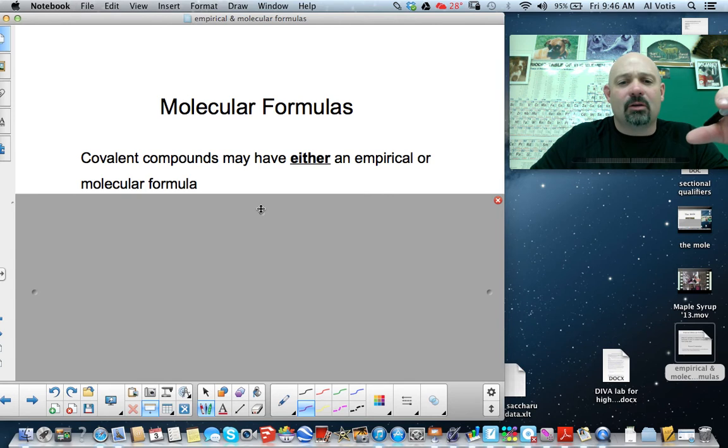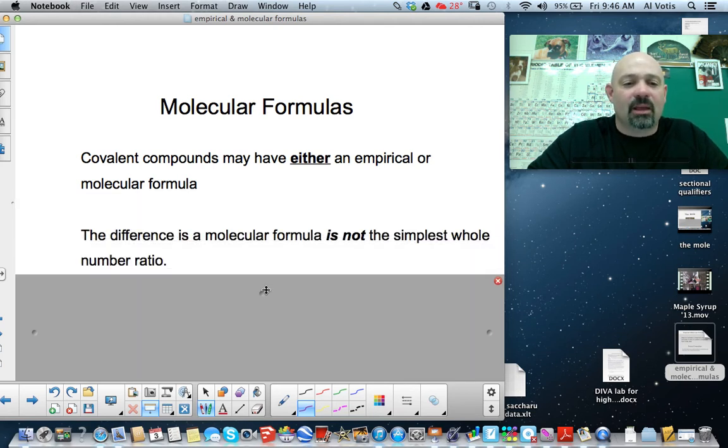Covalent compounds can be either empirical or molecular formulas, because an ionic compound is in a crystal, and it can have millions or billions of the atoms in it, and it's still the same substance. Covalent compounds exist in molecules. So in the molecular formula, we're looking at a formula where the simplest whole number ratio may not be the actual molecule. Different molecules can have the same simplest whole number ratio, but the molecule itself will have different numbers of atoms in it.